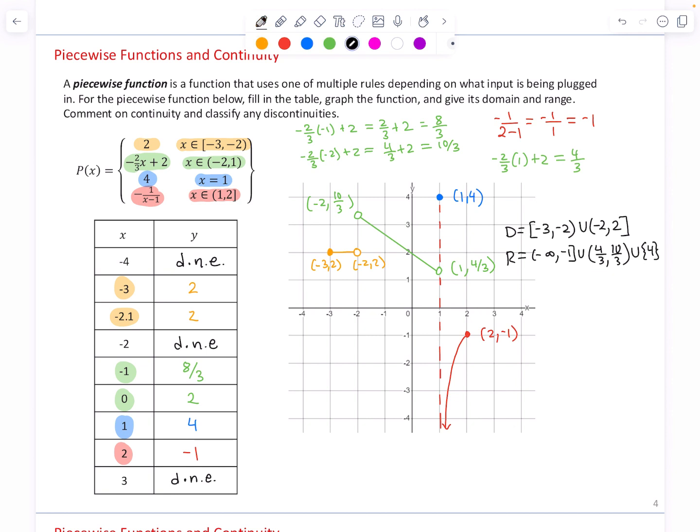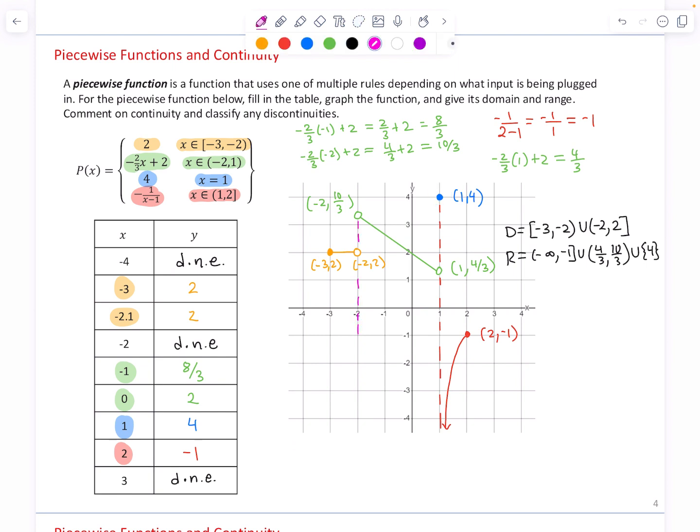Now a comment on continuity and classify any discontinuities. To be continuous means you can draw the function as x varies without needing to lift your pencil. So this little orange segment is considered a continuous portion. This green segment is considered a continuous portion, and this red portion is considered continuous. We don't really say that a single point is continuous though, but the discontinuities occur at a few key values.